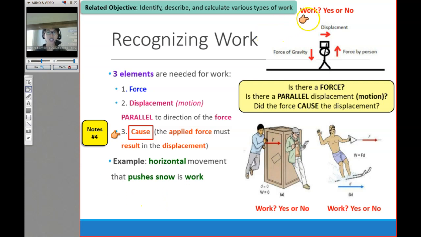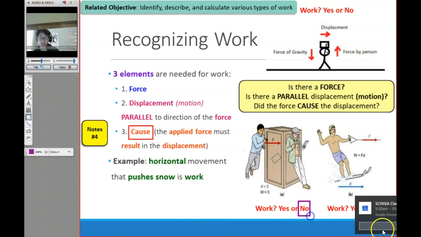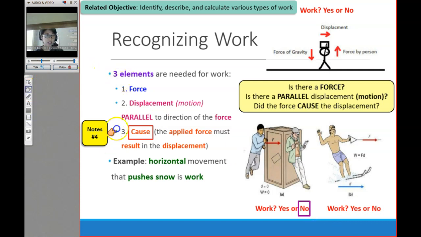Okay, so let's go ahead and take a look at whether or not work is done in these different scenarios. So take a look down here. So this person is applying a force to this box to the right, and the distance the box is moving is 0 meters. So is work done here, yes or no? Tell me in the chat box. If the person's pushing to the right, the box moves 0 meters, is work being done? No, and why is work not being done? Tell me in the chat box. Which part of our 3 elements does this scenario not fulfill?